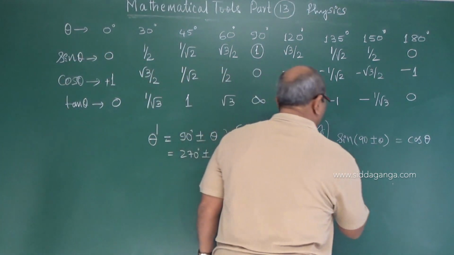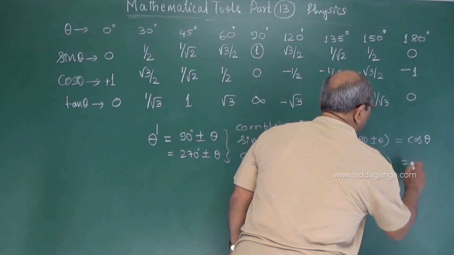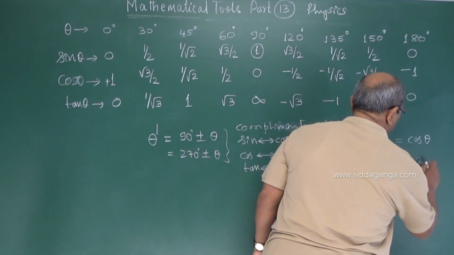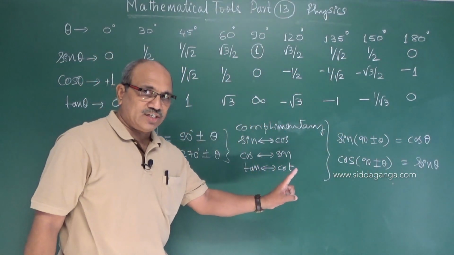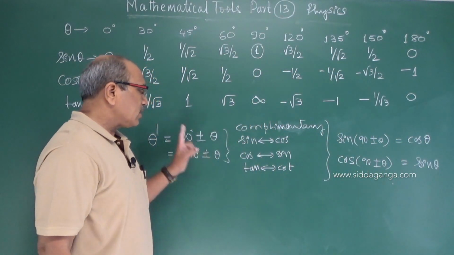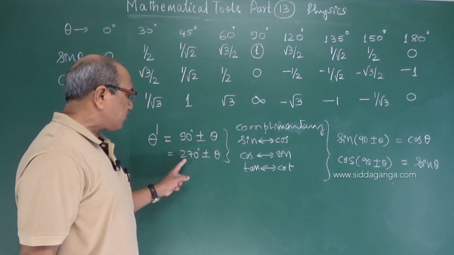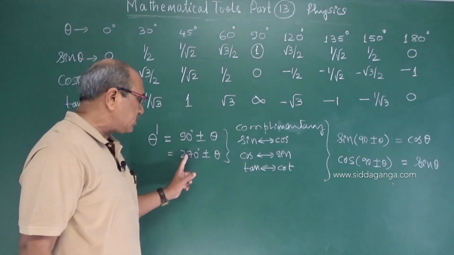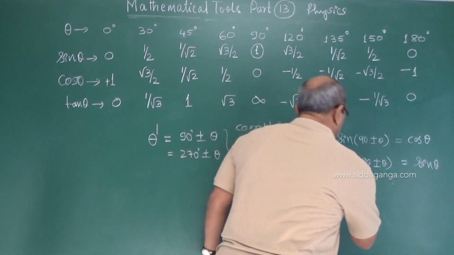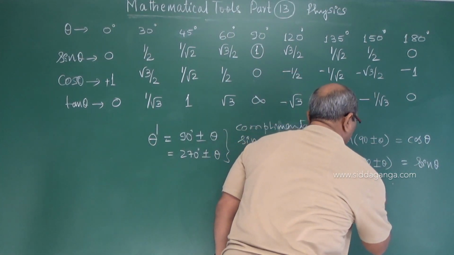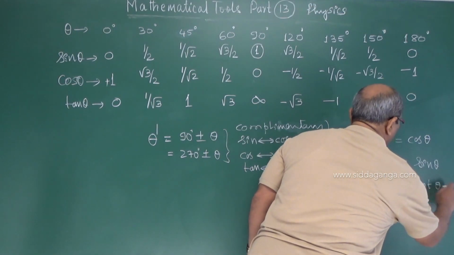Suppose it is cos of 90 plus or minus theta, then it becomes sine theta. I am coming to the sign convention later. I have not applied the sign convention. I am only saying sine becomes cos, cos becomes sine, tan becomes cot if it is of the angles 90 plus or minus or 270 plus or minus. So tan of plus or minus theta leads to cot theta.